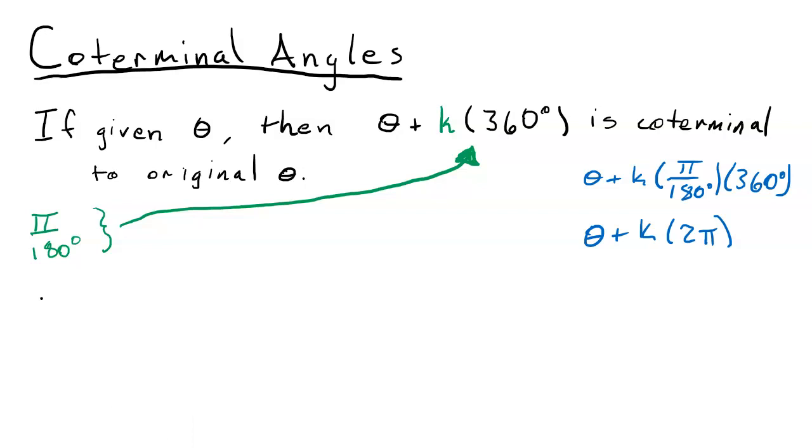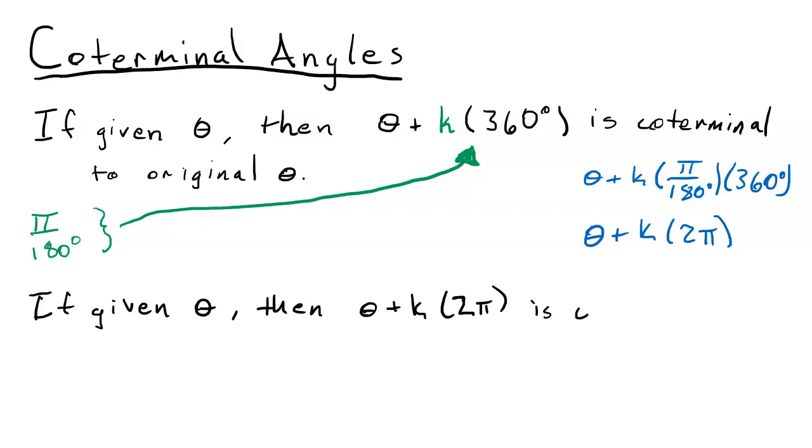So our statement then is if given theta, then theta plus k times 2 pi is coterminal to theta. And that's it. So now we have the coterminal angles in radian measure given some theta. And that's it for chapter 6, section 1.